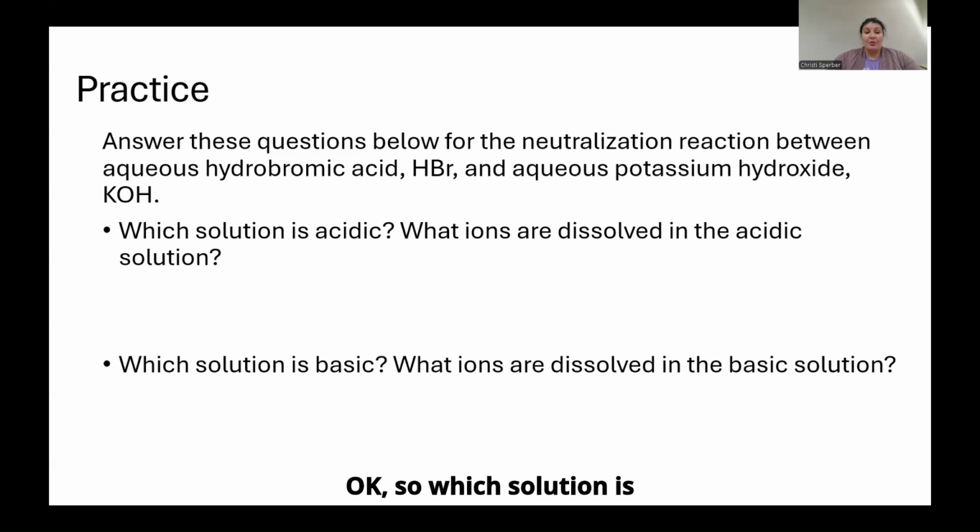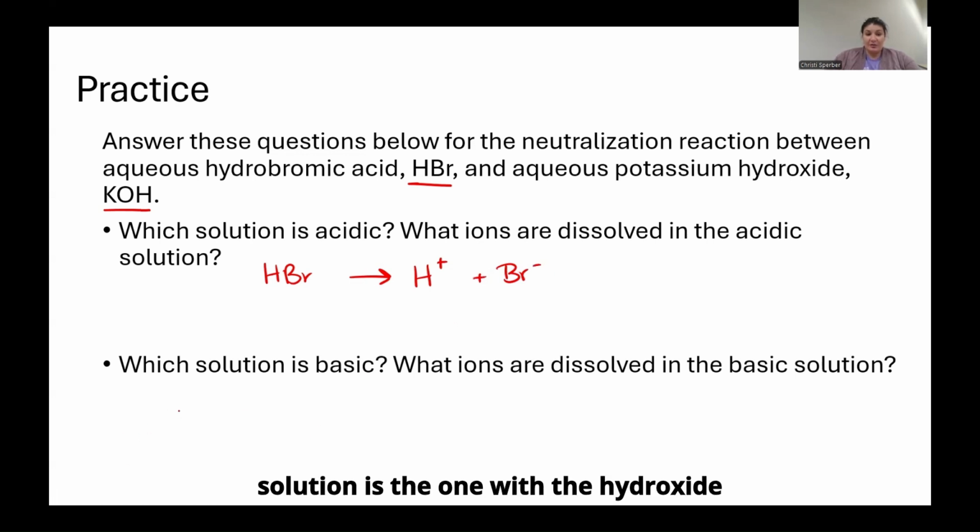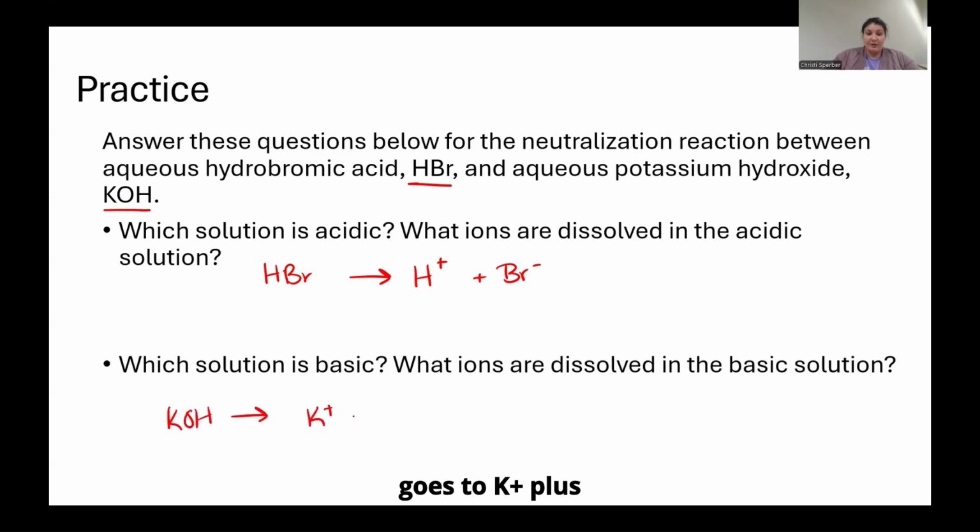Okay, so which solution is acidic? We have HBr, hydrobromic acid, and potassium hydroxide. The acid is HBr, hydrobromic acid, and the ions dissolved in this acidic solution are the H+ ion and the Br- ion. The basic solution is the one with the hydroxide ion, so KOH, and this goes to K+ and OH-. They are both strong acids and bases, and they completely dissociate.